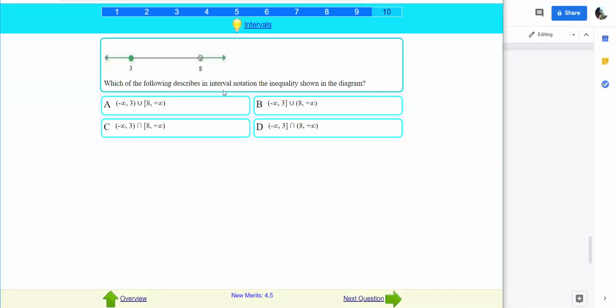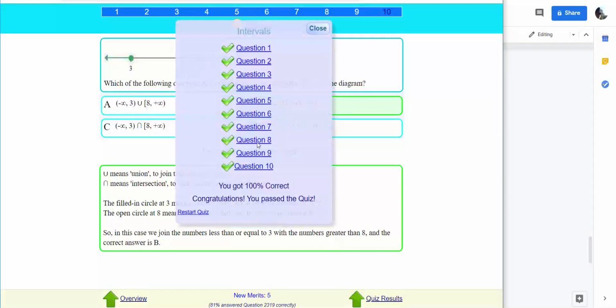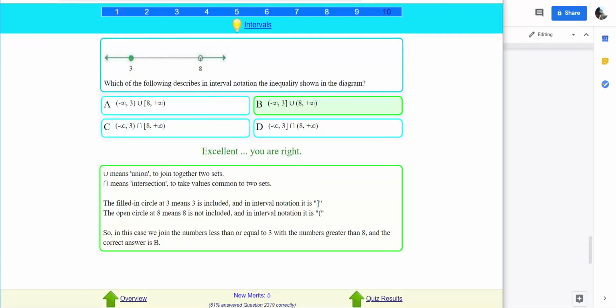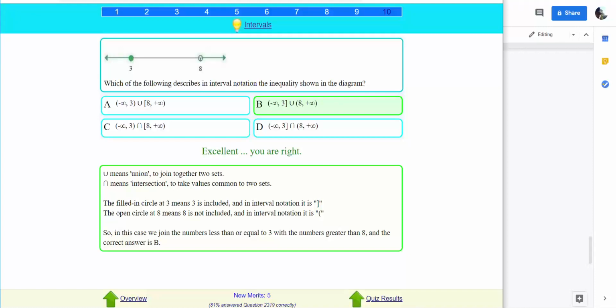Which of the following? This is a union. 8 is not included, and 3 is actually included. So it's -3 union 8 to positive. Yep, 100%. Awesome. So we're through these intervals. We've done this. We're good.